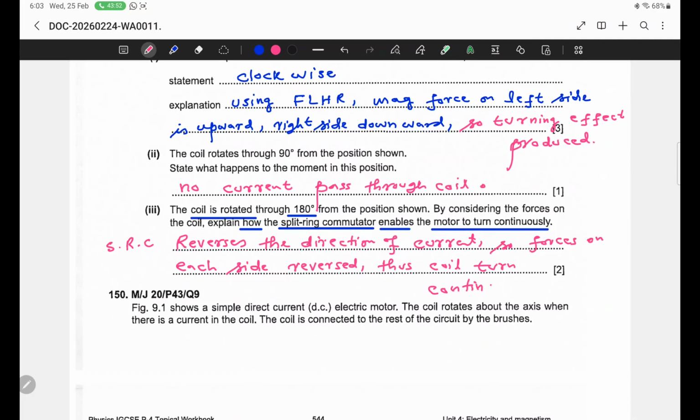Thus the coil turns continuously. So in this question, they ask what is the function of the split ring commutator? We have studied earlier that the split ring commutator's function is that it reverses the direction of current. And when the direction of current is reversed, it will reverse the direction of magnetic force on the two sides of the coil. So the coil will keep on turning in one direction.